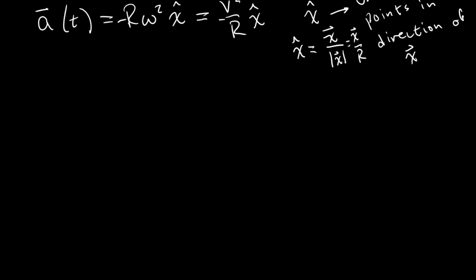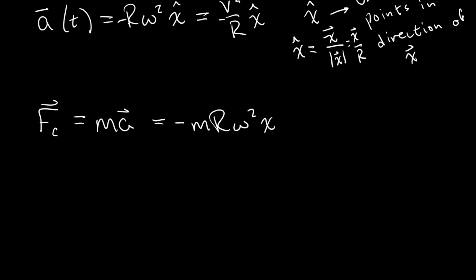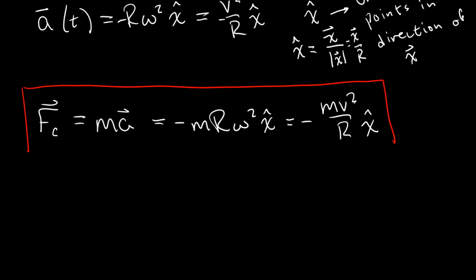So I know the force, which is just going to be the mass times the acceleration. I'll put a little subscript c on it. This is mass times the acceleration, which is minus m r omega squared x hat, minus m v squared over r x hat. I'm going to do another big box around this guy.